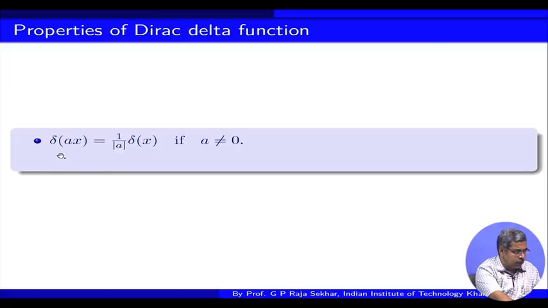Similarly, there is a scaling property that the Dirac delta function satisfies: delta of a x is 1 over mod a times delta of x, if a is non-zero. Okay. So, these are standard definitions. Yeah, this is the shift that we have already indicated.